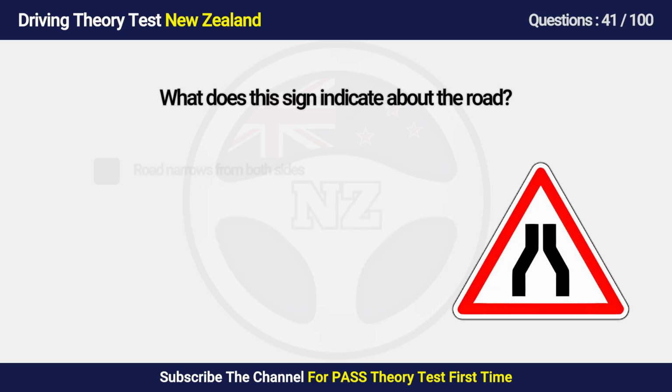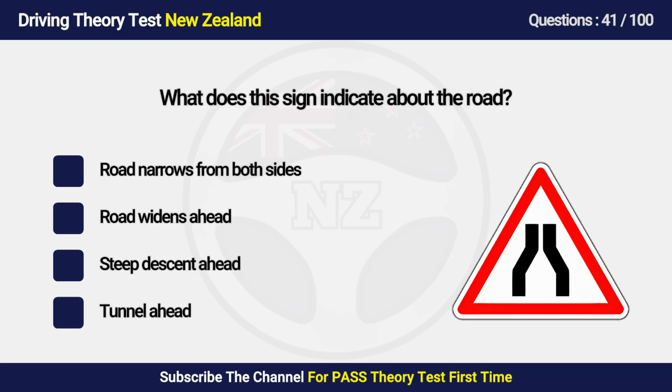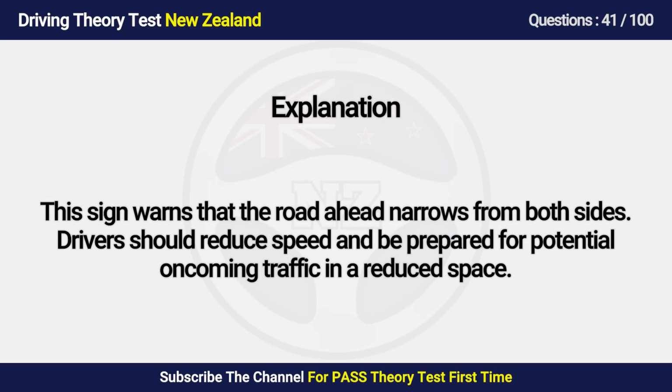Question 41. What does this sign indicate about the road? A. Road narrows from both sides. B. Road widens ahead. C. Steep descent ahead. D. Tunnel ahead. Answer is A. Road narrows from both sides. This sign warns that the road ahead narrows from both sides. Drivers should reduce speed and be prepared for potential oncoming traffic in a narrow space.